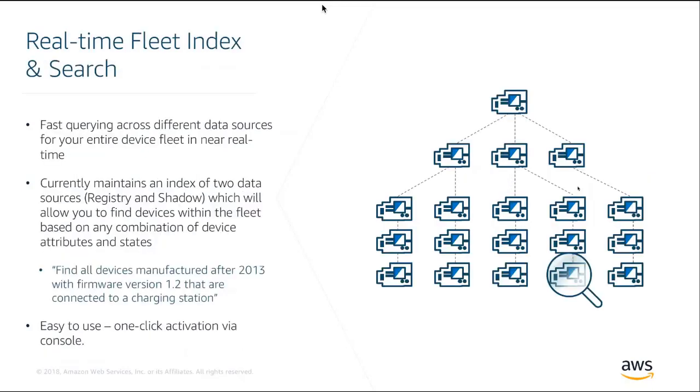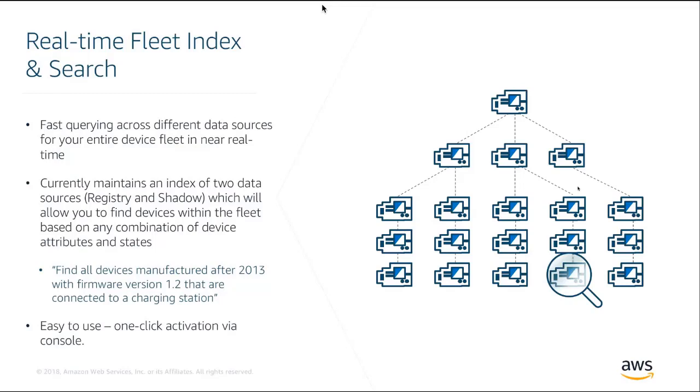In device management, we also released a real-time fleet index. What this does is allow you to query the current state of your device from data that's in the device registry or in the AWS IoT shadow. I'll jump into a demo a little bit later, but inside of your settings in AWS IoT, you're able to turn on fleet indexing. When this feature is turned on, all of these changes are replicated into an index that's managed by AWS IoT.